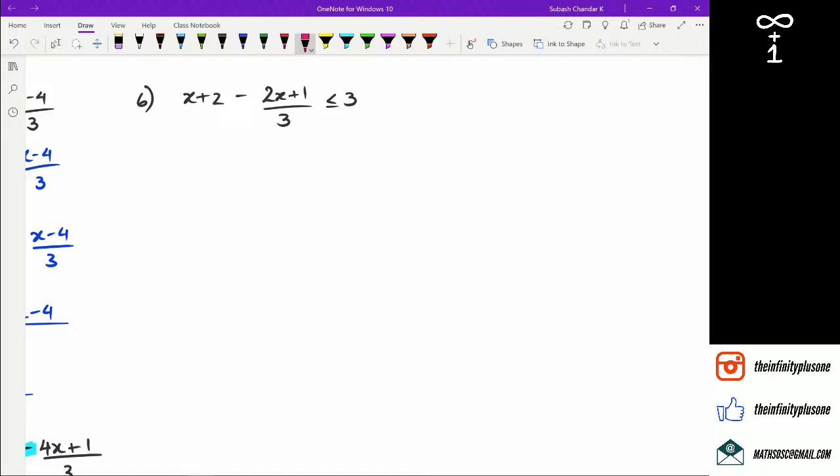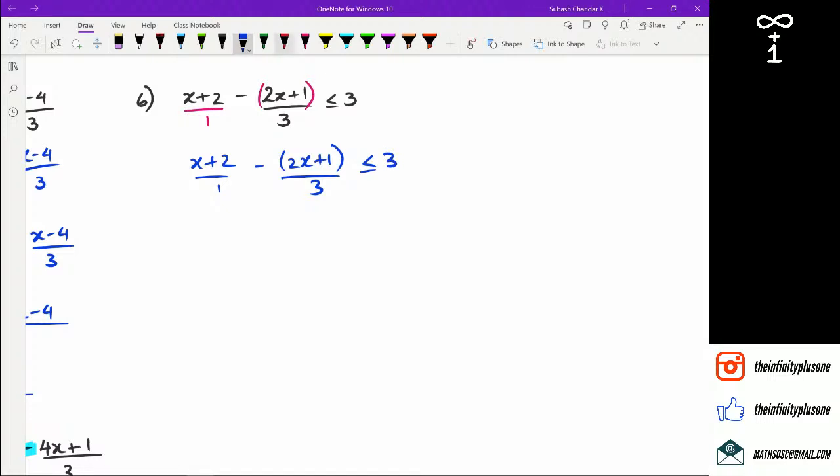So what did I say? We're going to say over 1 first. And the second thing, I'm going to put a little bracket around the 2x plus 1 as a reminder, because of that stupid negative there, which is always going to cause grief. The next thing is finding the lowest common multiple, which is 3 in this case. So I've got x plus 2 over 1 minus 2x plus 1 over 3 less than or equal to 3.